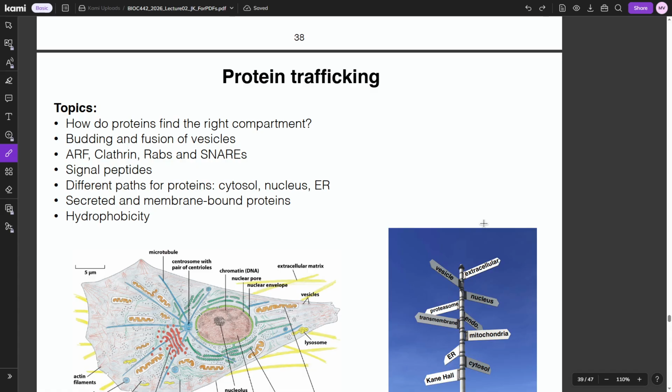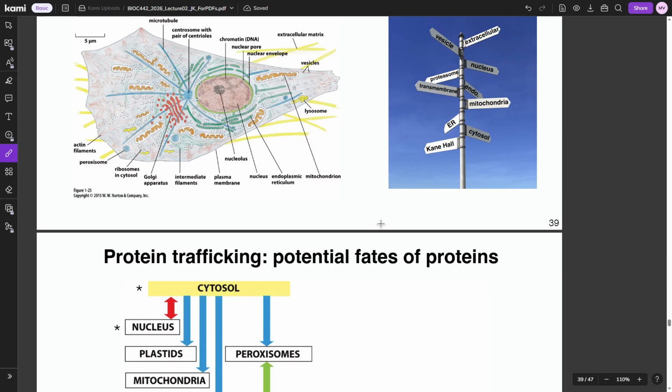Okay, now we're going to switch gears a little bit. We're going to talk about protein trafficking. We're going to talk about how they find their compartments, budding, fusion of vesicles, ARF, clathrin, RABs, SNAREs, all this stuff. There's a whole bunch of stuff to talk about here.